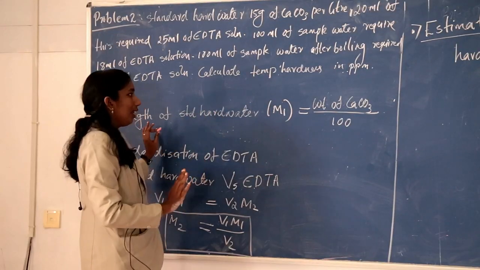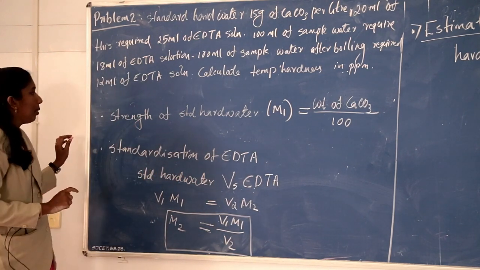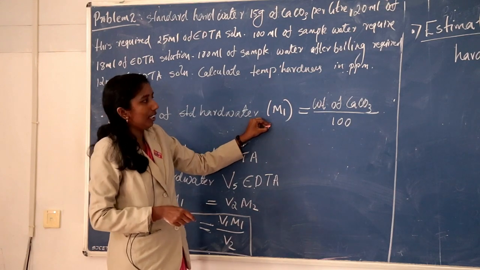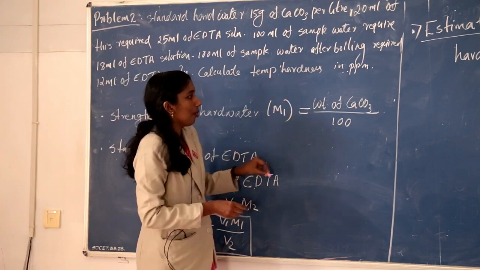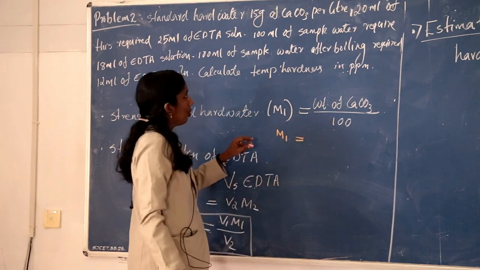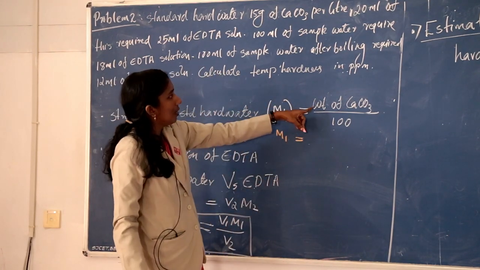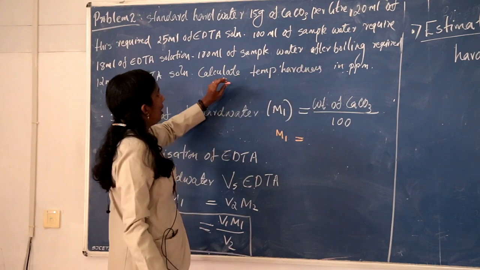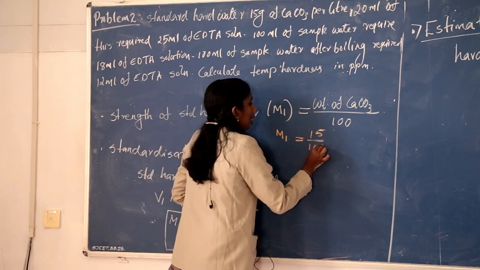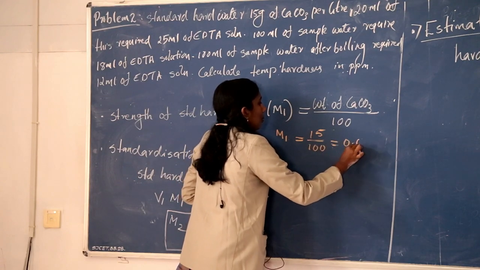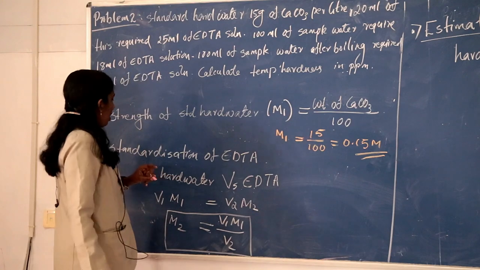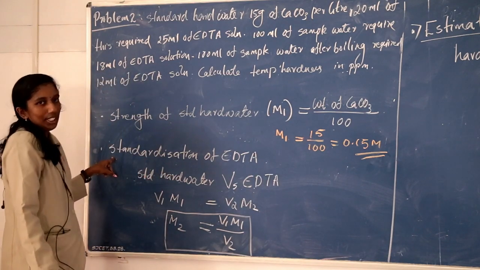Let us do the calculations step by step. First, strength of standard hard water M1 is the weight of CaCO3 divided by 100. So M1 is equal to, in the problem, CaCO3 weight 15 gram. So 15 divided by 100 is equal to 0.15 molar.